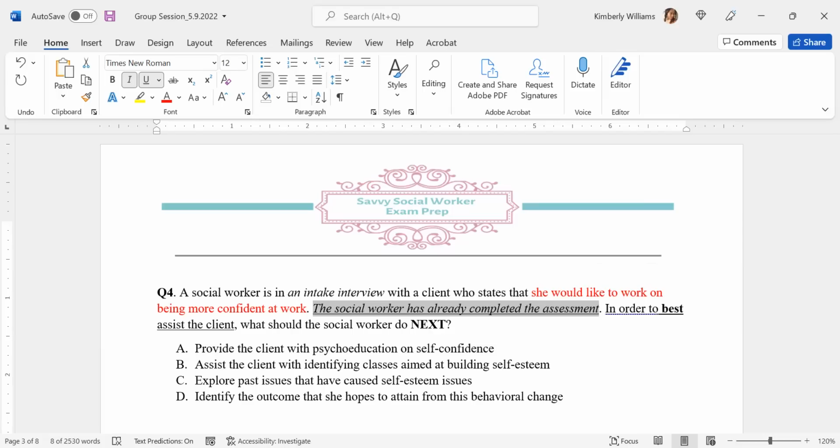Okay. Identify. All right. Oh, you're going too far. We ain't even got there yet. Do you understand what the question is asking you first before you pick an answer? All right. So what's the next thing we do in order to best assist this client? The next thing we do would be to provide the client with psychoeducation.